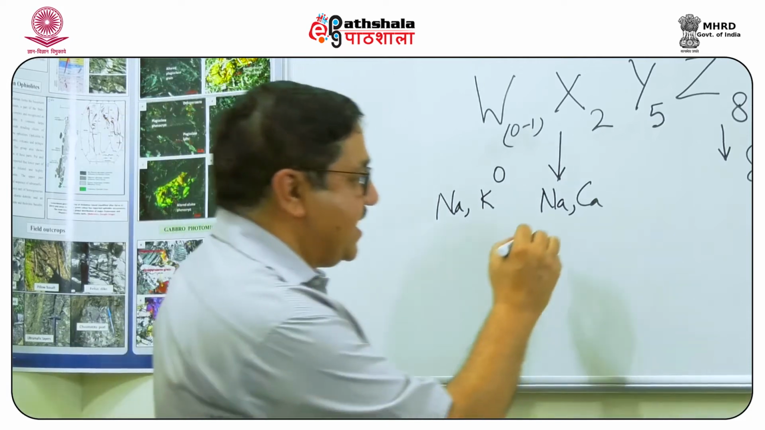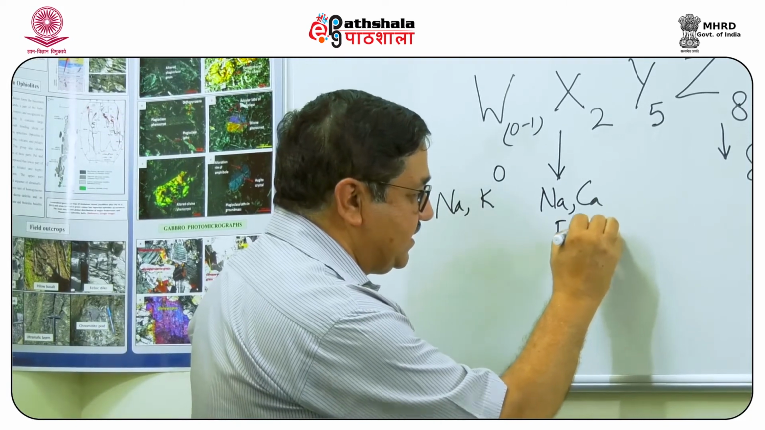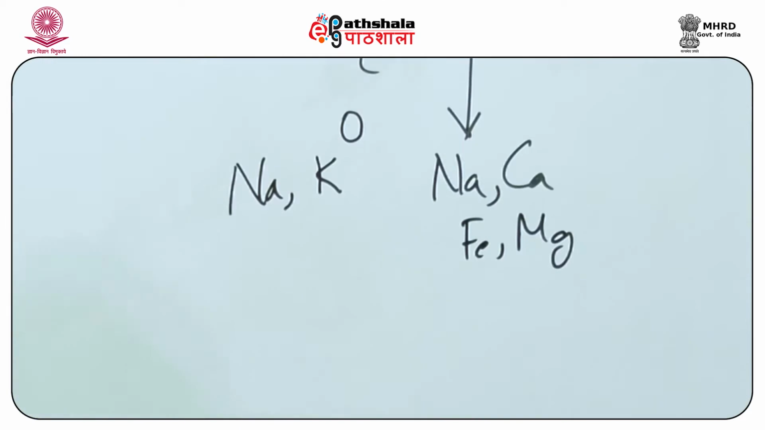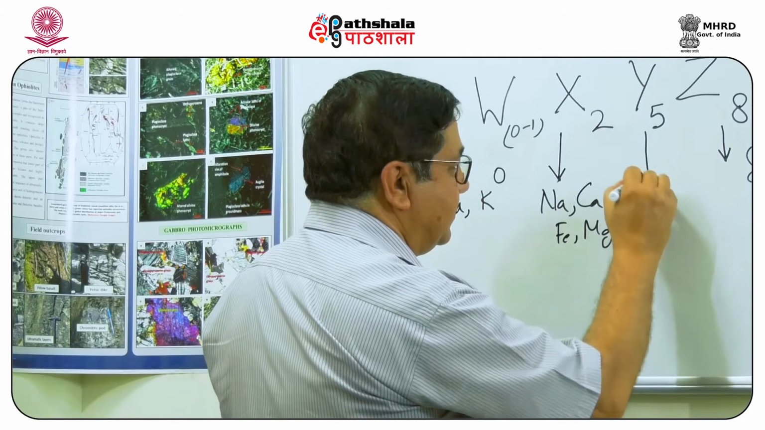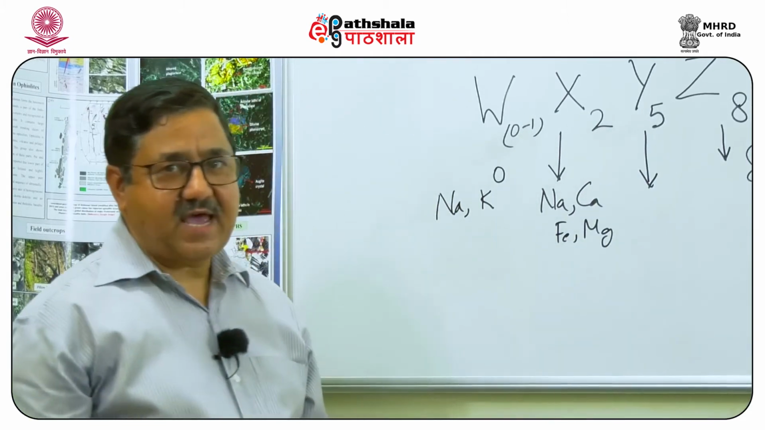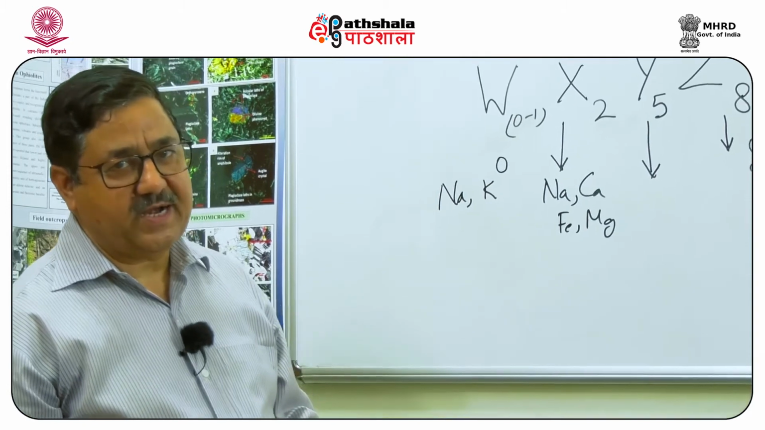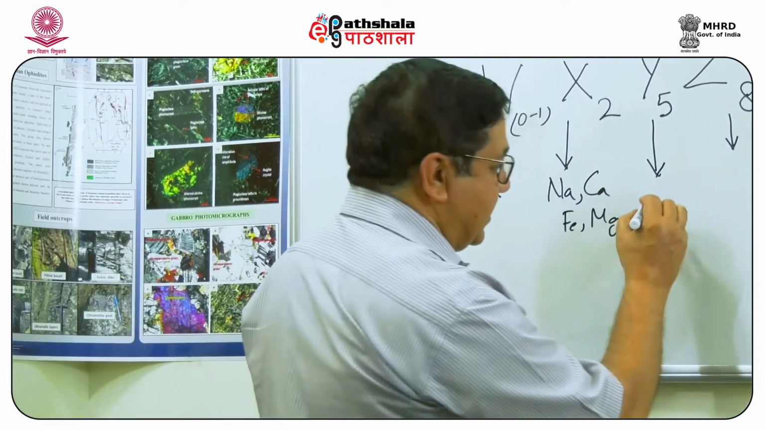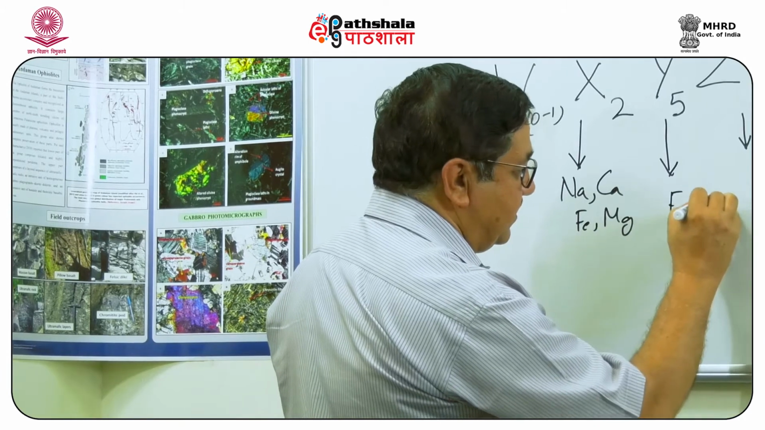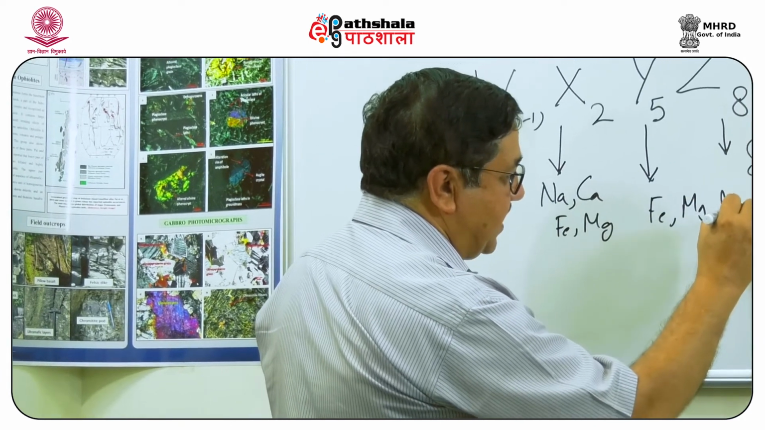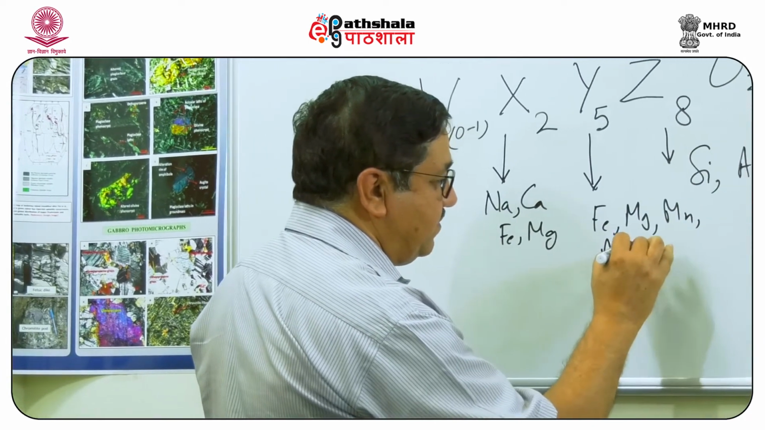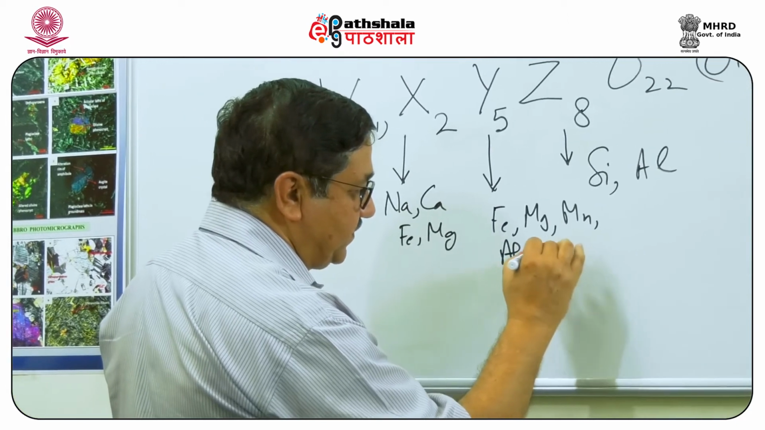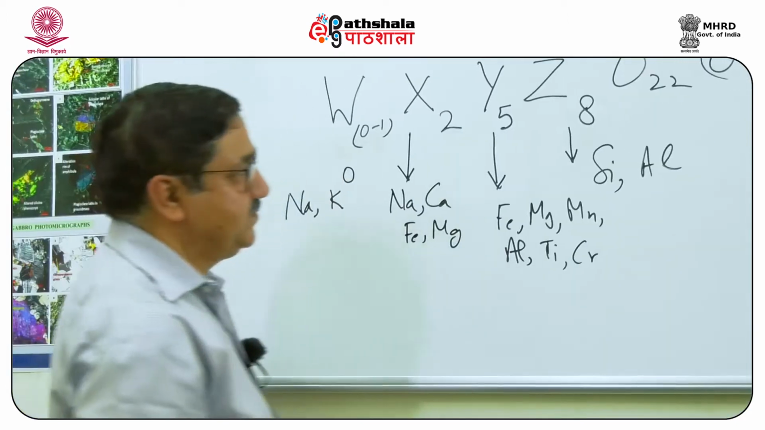Besides, iron and magnesium can also be present here. In the Y site, which is an octahedrally coordinated site, we can have iron, magnesium, manganese, aluminium, titanium and chromium.